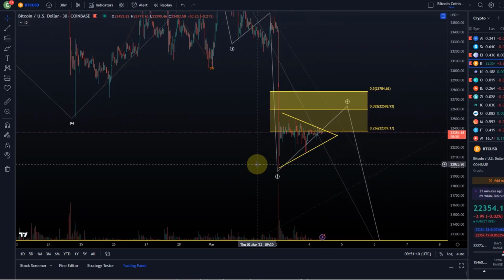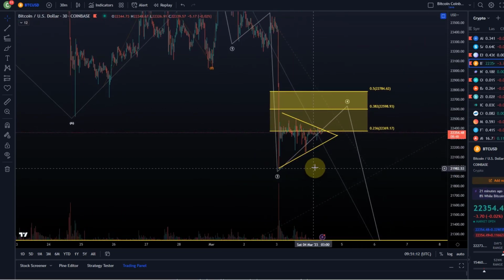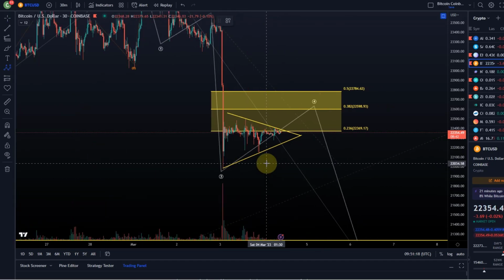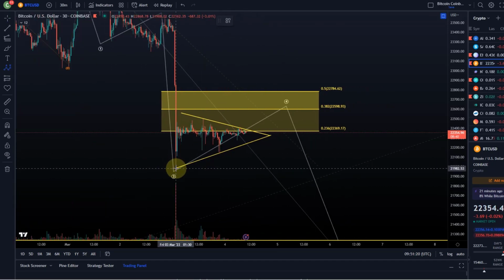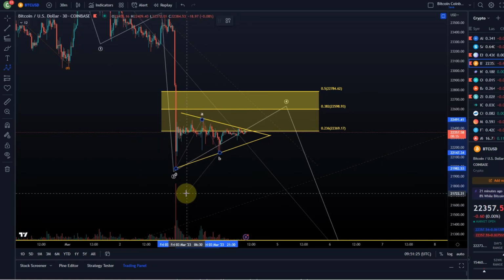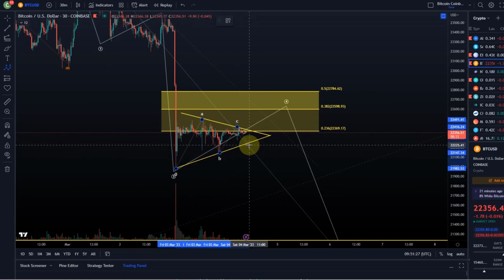Always bear in mind, this is really just a lower time frame view, and it's subject to change, especially in a triangle, because these can often extend out, and I would have to count this as an A wave, this as a B wave, this as a C wave. So we could see another D. Theoretically, this could have been the D and this an E.